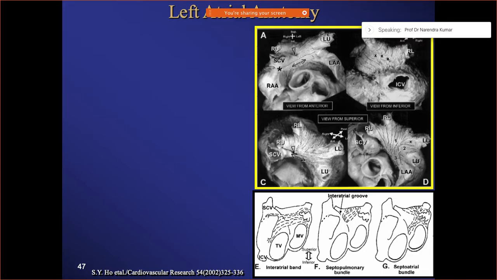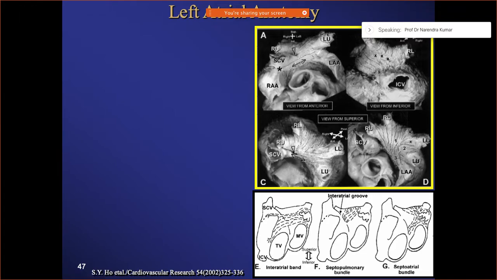And further, if you look carefully, there are also the longitudinal fibers of the septopulmonary bundle in the posterior wall of the LA and superficial circular fibers in the inferior wall. So this is what you should keep having a look at over here. Yeah. So that was the view from the superior; how does it look from the anterior?